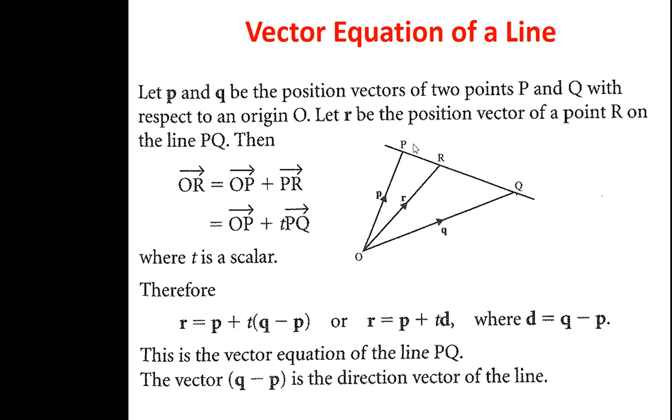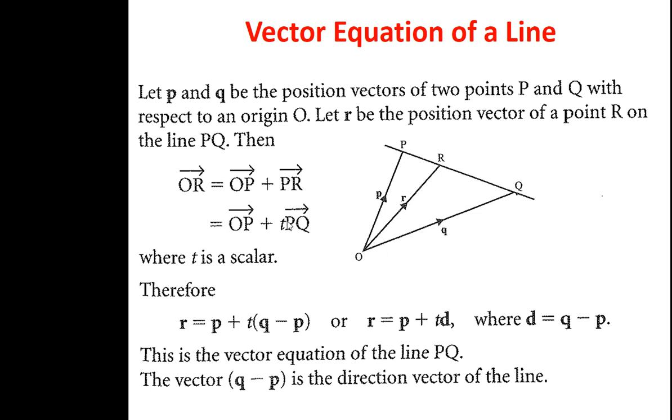So T is what fraction is this compared with the entire thing? Like, is this a third of PQ? So is T a third? If this was a half, like if R was in the middle, then T would be a half. If this was a quarter of the way across from PQ, then T would be a quarter. So because PR is just a fraction of what PQ is. Like T is a scalar, like a third, a quarter, a half, a fifth, whatever it is. 2/3.